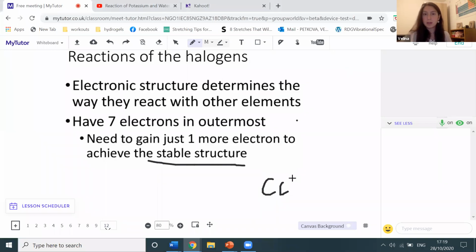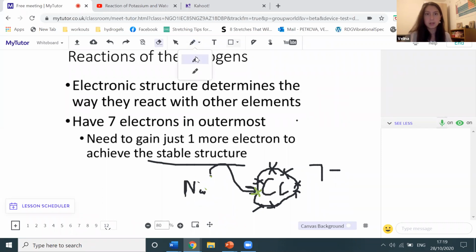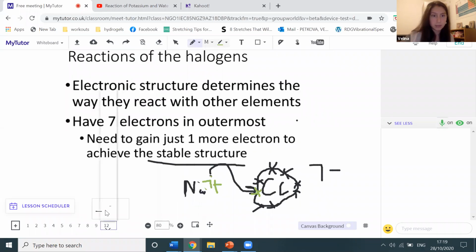So commonly, if we took sodium and chlorine, draw their outer shells. So chlorine's got 7, sodium's got 1 in its outer shell. Very commonly, the sodium wants to lose its 1 electron. So its 1 electron moves over to the chlorine. The chlorine has a negative charge once it gains this electron. Let's say that one's green. And the sodium now has a positive charge because it has lost an electron. Okay, so next page.